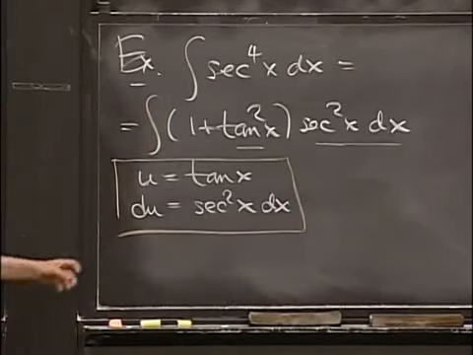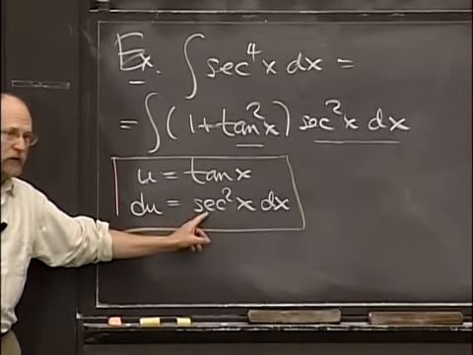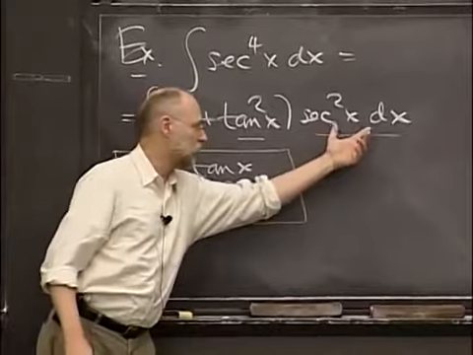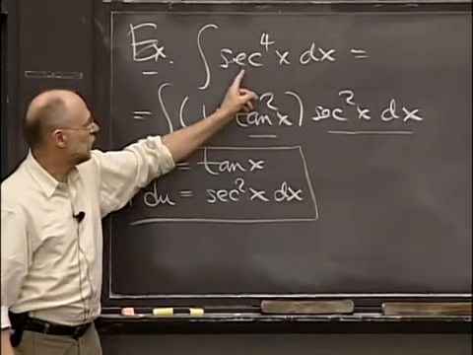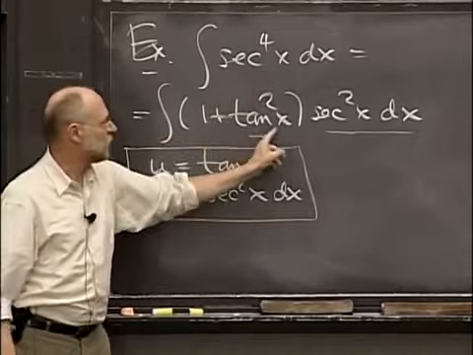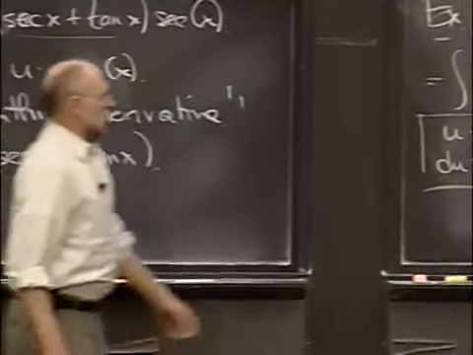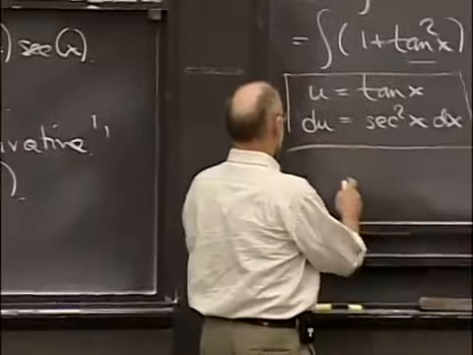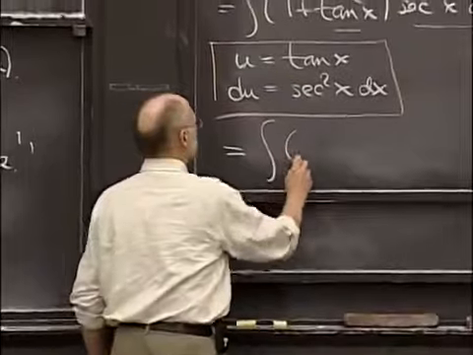So the possibility of making this substitution and seeing a secant squared appear as part of the differential here, that's why it was a good idea for me to take 2 of the secants and write them as 1 plus tangent squared. So now I can continue this. Under that substitution, I get 1.